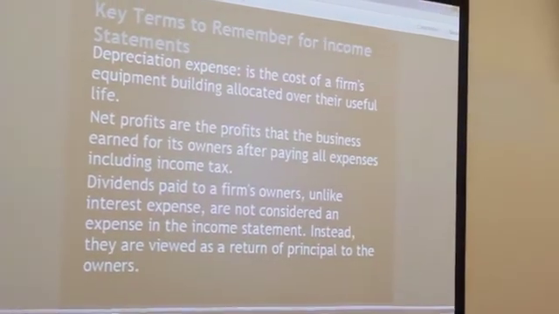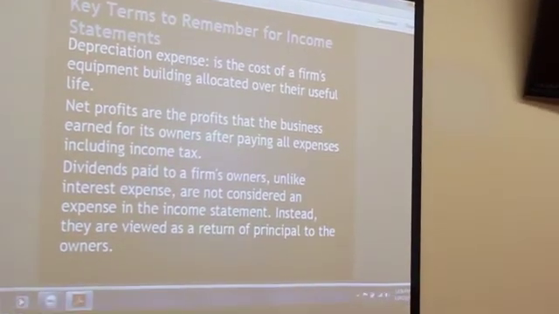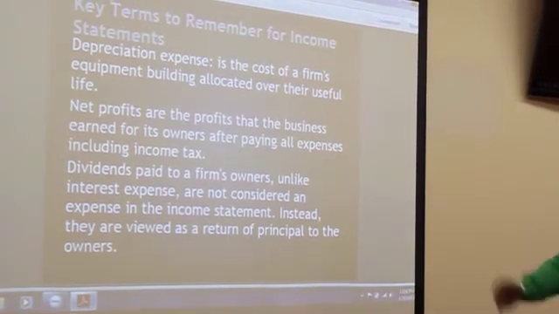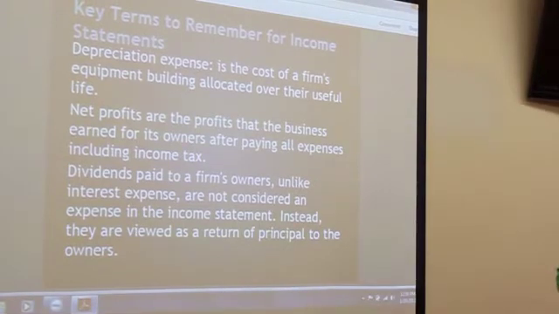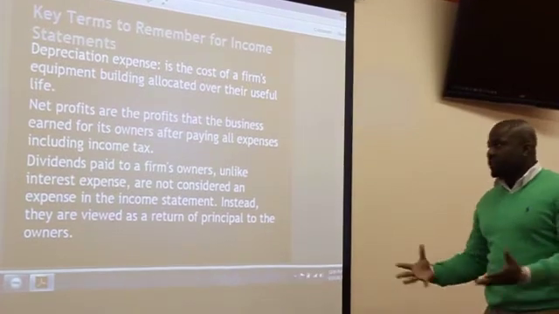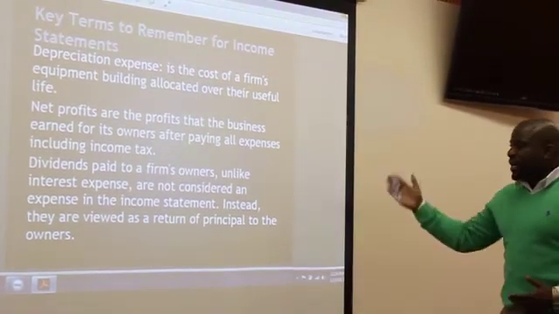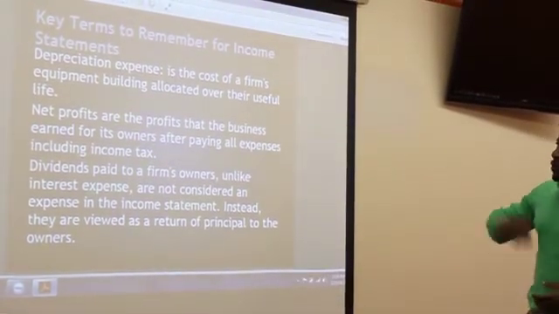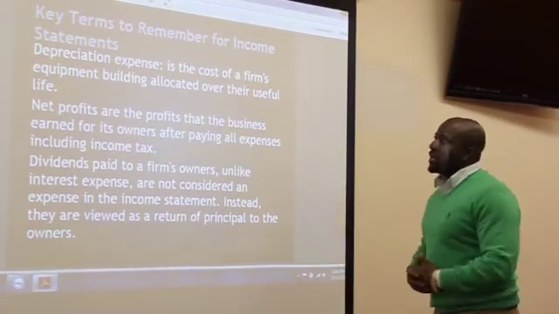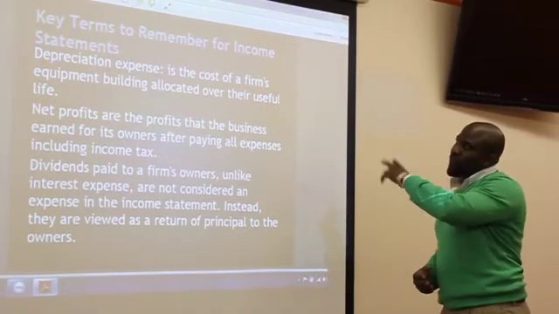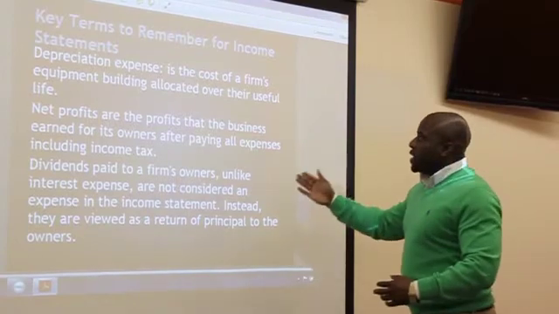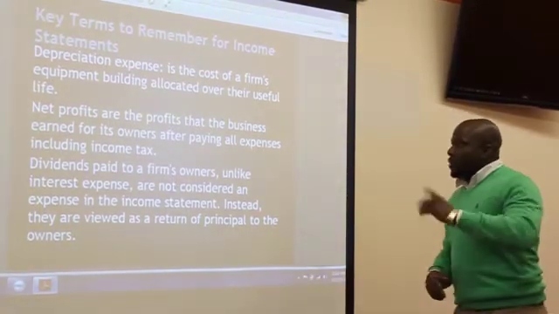Key terms to remember for income statements. Depreciation expense is the cost of a firm's equipment and buildings allocated over their useful life. Some people do 5 years for equipment, 10 years, 15, 20 years. If you're going to depreciate over 5 years using the straight line method, you're going to use 20%. We'll go back and review that later.